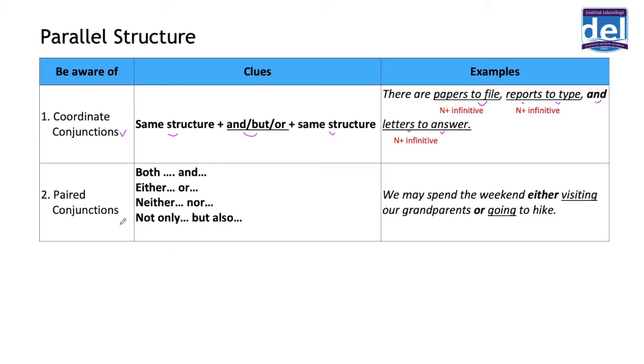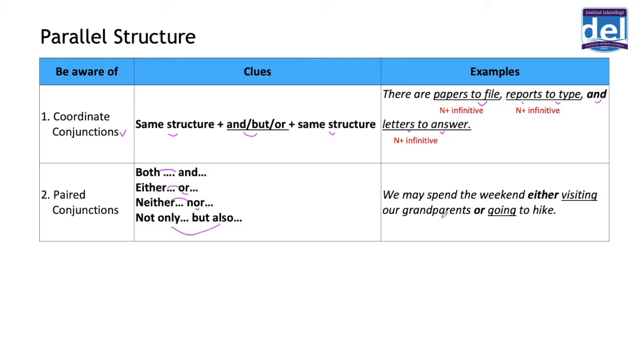Okay, the second thing that you should be aware of is the use of paired conjunctions in a sentence. These conjunctions must be paired to one another, although you may find that either and neither may stand alone. But if they are paired, they must be paired with or and nor.